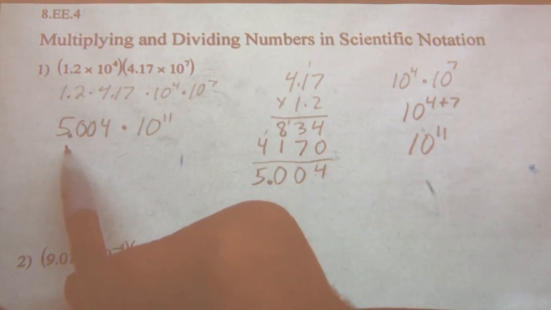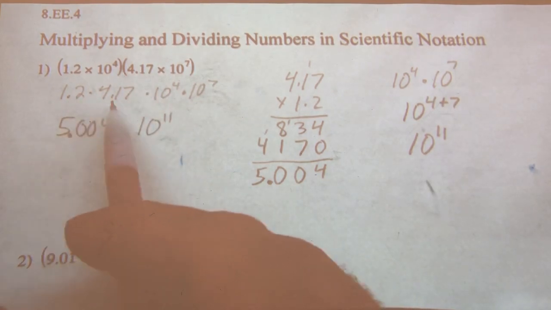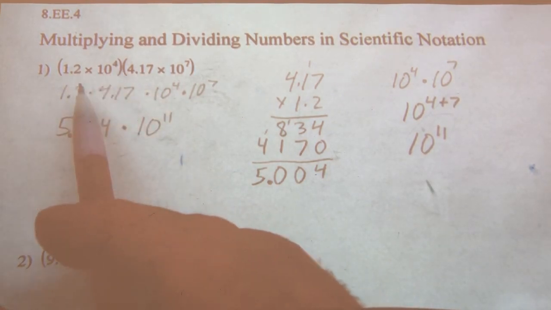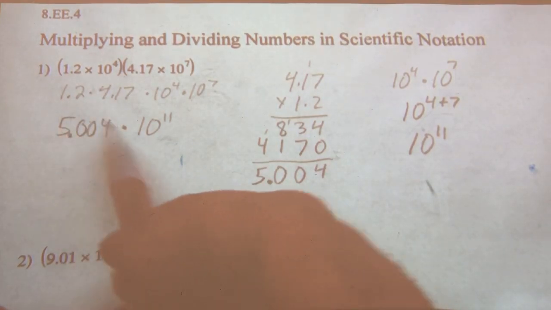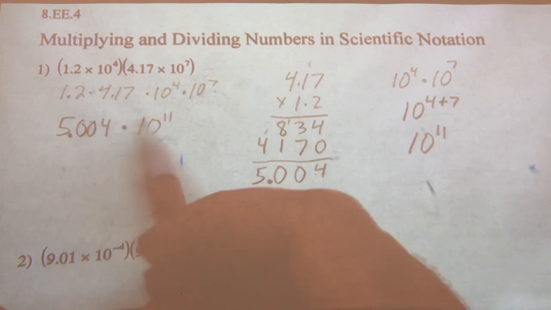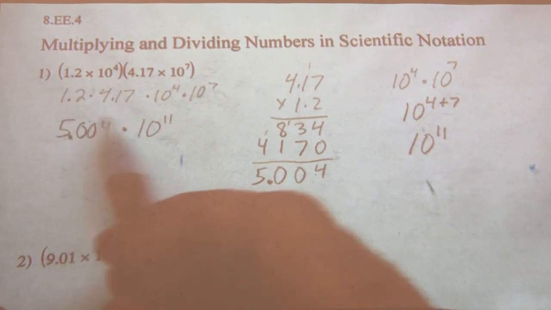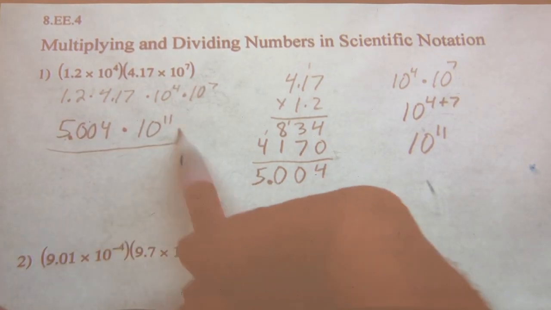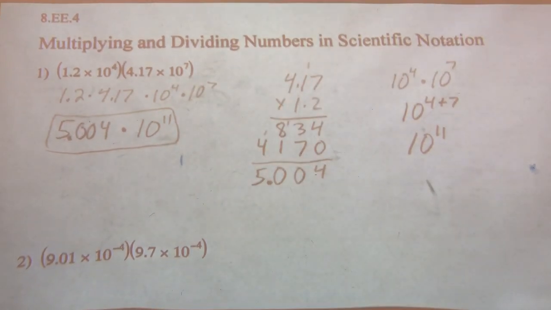Make sure you check. Sometimes when you multiply these two numbers, the 4.7 and the 1.2, the two first numbers of the scientific notation, you end up with a product that is larger than 10, so it doesn't follow the definition of scientific notation anymore. You have to adjust it. But in this case, 5.004 is between 1 and 10, so this is in scientific notation. And that's a basic example of multiplying two numbers in scientific notation.